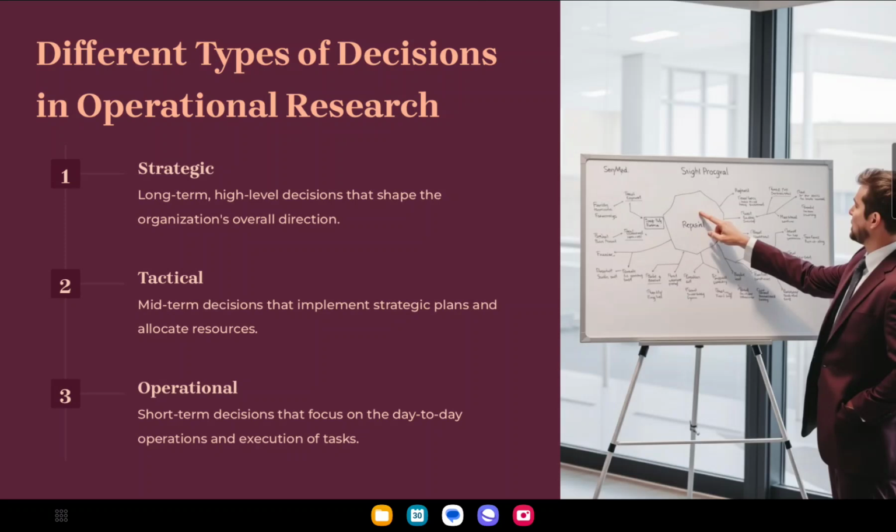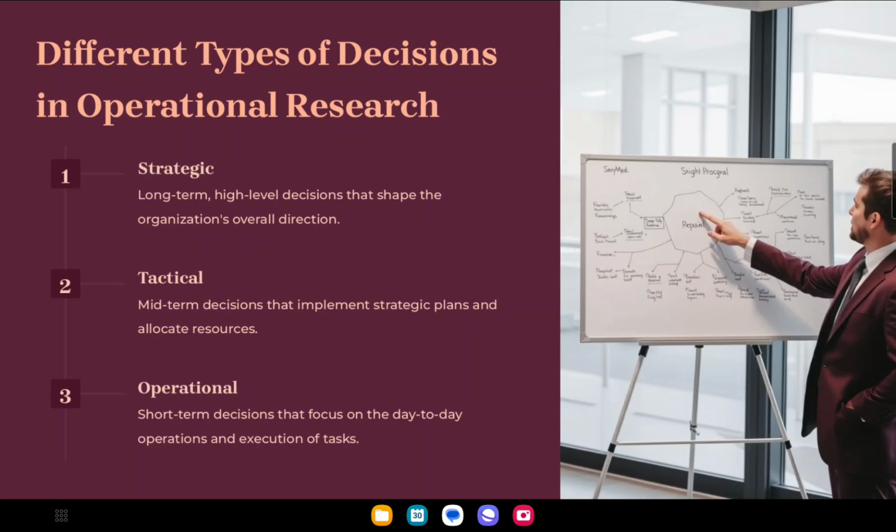The second type of decision in operational research is tactical decision. These are the medium term decisions that implement strategies. An example would be setting quarterly production targets based on the company's long term goals.